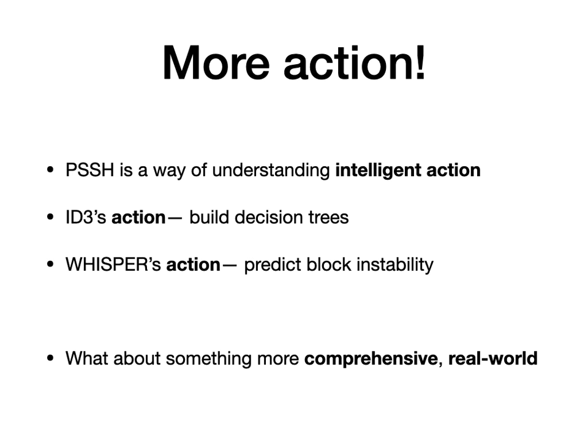Okay, so physical symbol systems are a good way to understand intelligent action, right? So ID3's action is to build these decision trees and furthermore help use those decision trees to make decisions. Whisper's action is to predict these block instabilities and find the ultimate stable outcome of a pile. But what if we want to ramp things up a bit, make things more comprehensive in the real world? Bring in the robot reply. We want our system to interface with reality, not just be a simulation, not just be a decision-making tool. How can we get there?